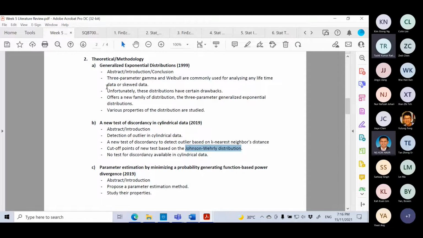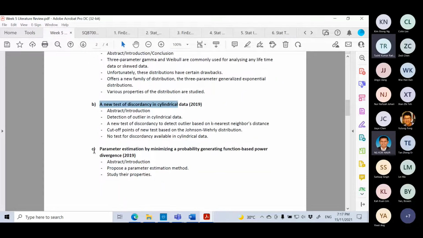The second one is more on theoretical work. Okay, but if we compare the first paper and the second paper here, this paper is working on the distribution, but this paper is working on certain hypothesis testing. For the third paper here, it is about parameter estimation. So in this paper we are concentrating on statistics. You always need to estimate the parameter.